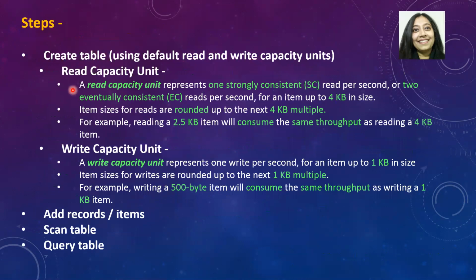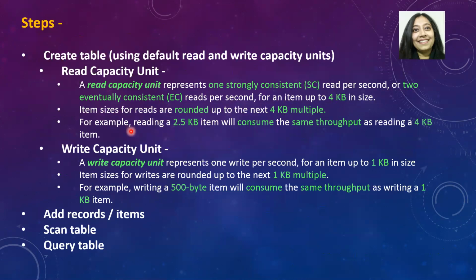Let us understand what is a read capacity unit. A read capacity unit represents one strongly consistent read per second or two eventually consistent reads per second for an item up to 4 KB in size. Item sizes for reads are rounded up to the next 4 KB multiple.